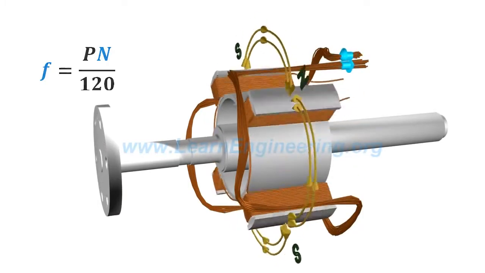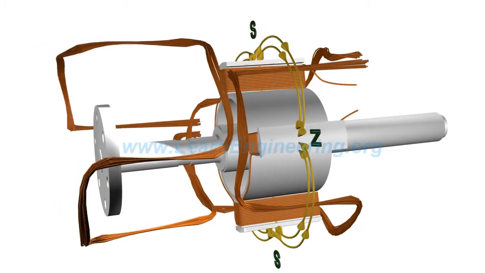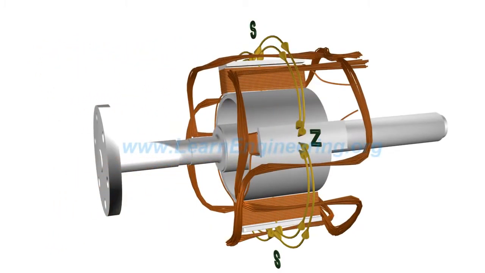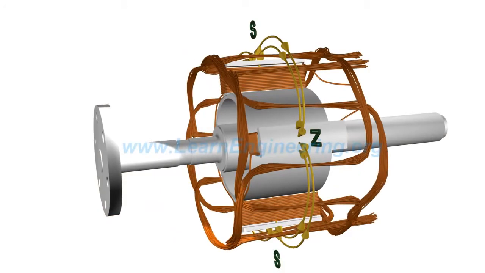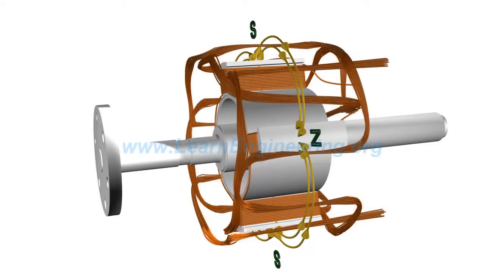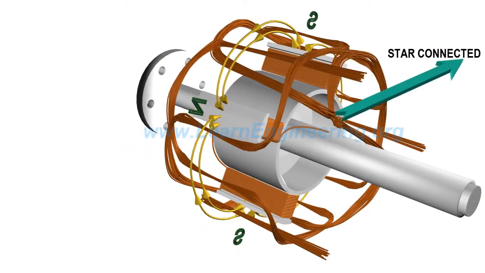For producing 3-phase AC current, 2 more such armature coils, which are in 120-degree phase difference with the first, are put into the stator winding. Generally, one end of these 3 coils is star-connected, and 3-phase electricity is drawn from the other ends.